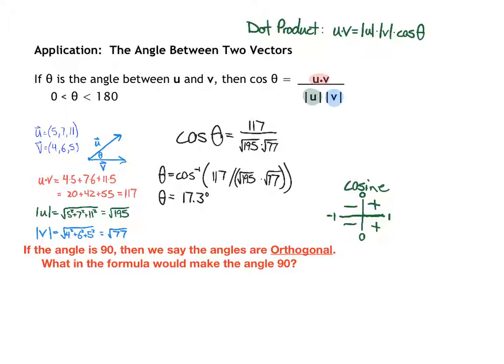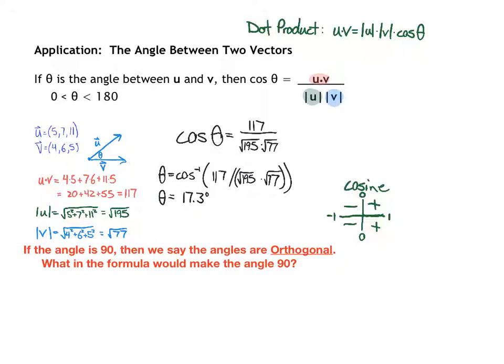Now I say this for a couple of reasons. First of all, notice our dot product is what's going to determine whether the whole thing is positive or negative, because magnitudes are always positive. So, since our dot product was positive, we know our answer should be an acute angle, between 0 and 90. If our dot product was negative, we'd be in the second quadrant, somewhere between 90 and 180.